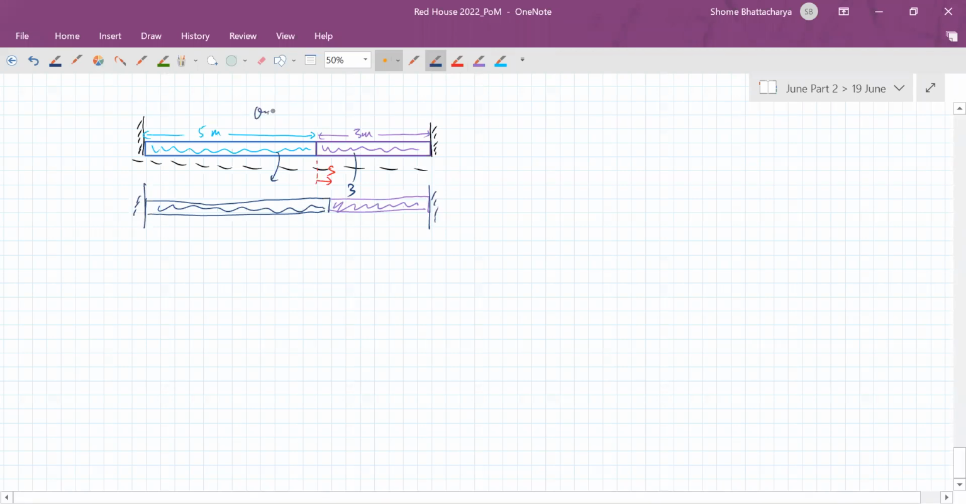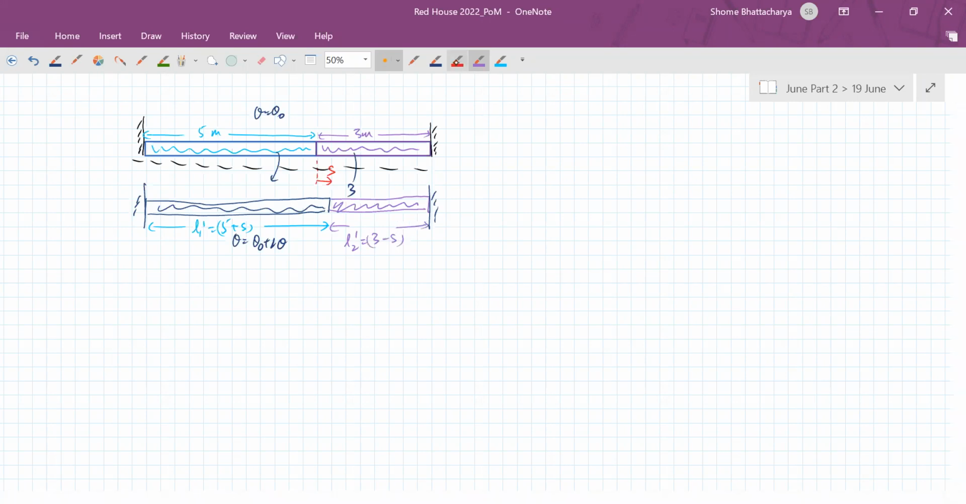So what will happen is that this is at theta naught, but at the new temperature, theta naught plus delta theta, the length of this rod, let's say L1 prime, is becoming 5 plus s. And the length of this rod is becoming 3 minus s. But both of them will be in a compressed state, and the junction has to be in equilibrium.